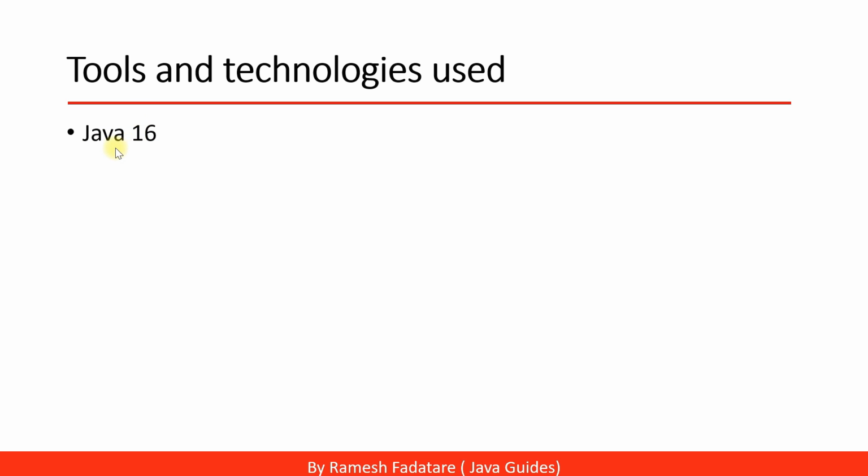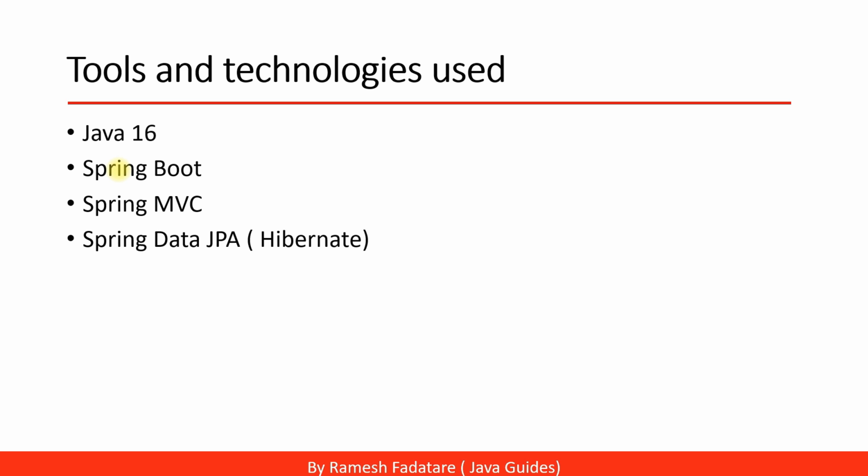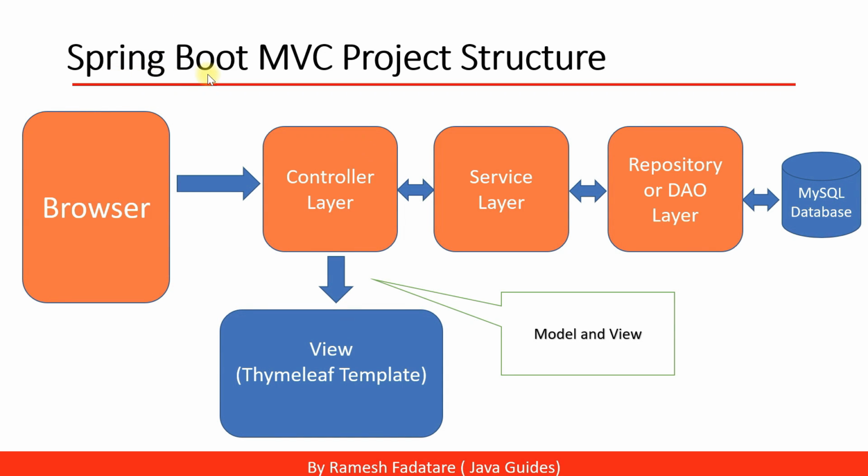You can use Java 8, 11, or 15 as per Java installation on your machine, but make sure that you use Java 8 plus. And we're going to use the latest release of Spring Boot, Spring MVC, and Spring Data JPA. Spring Data JPA internally uses Hibernate as a JPA provider, and we're going to use a MySQL database to store and retrieve the data, and we're going to use the Thymeleaf template engine to develop the view layer, and we use the Eclipse STS IDE.